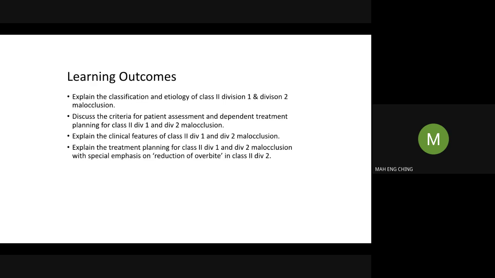No? Then we come to molar classification. This means the mesiobuccal cusp of the upper molar occludes anteriorly, or mesially, to the mesiobuccal groove of the lower molar. That is the Angle classification. Discuss the criteria and the etiology of class 2 division 1 and class 2 division 2.